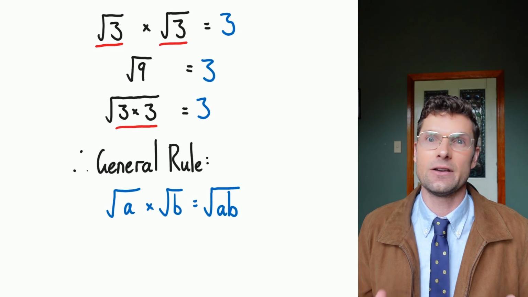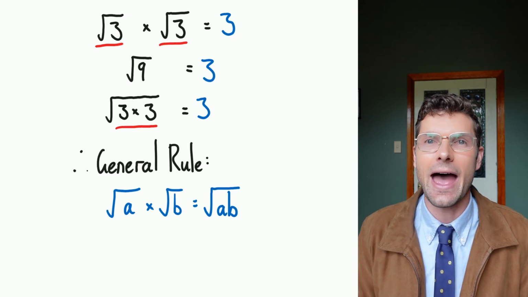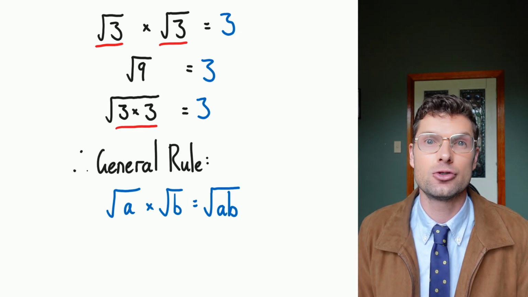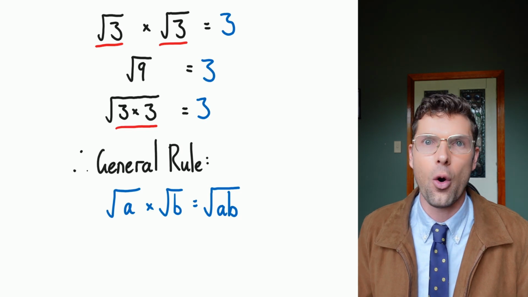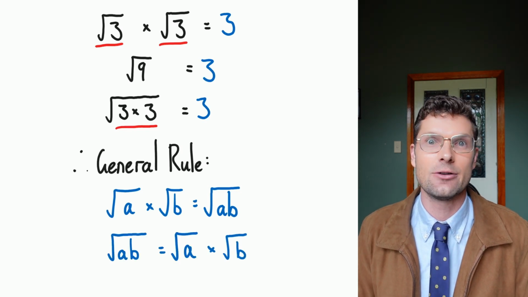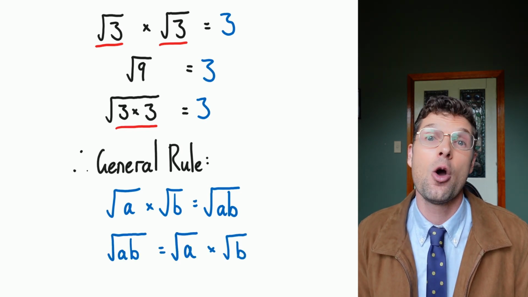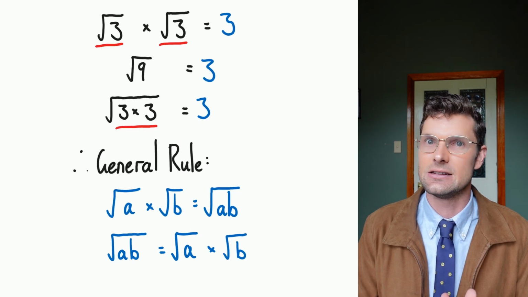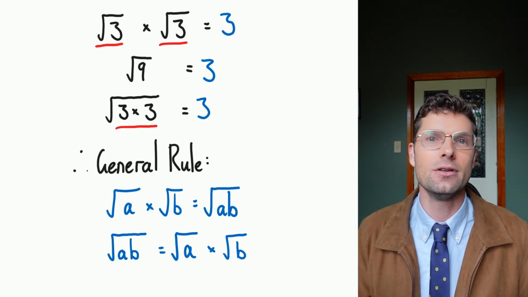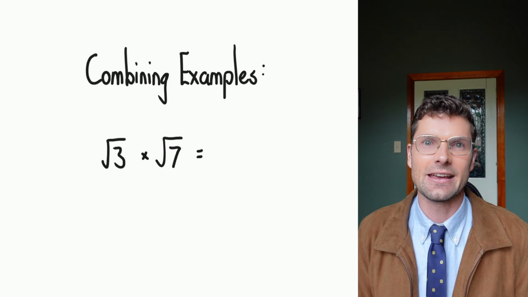The rule is, if we're just using algebraic terms, root A times root B is equal to root AB. Or the other way around, root AB is equal to root A times root B. We're either combining two roots into one, or we're breaking one root into two. We're going to do a couple of combining examples first.